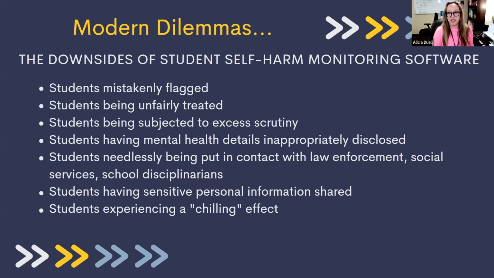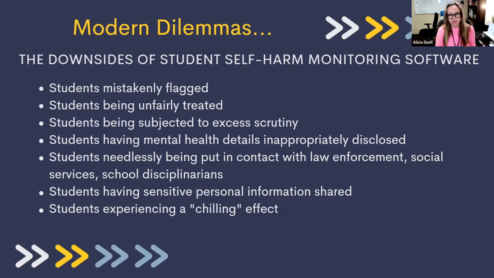They can have mental health details inappropriately disclosed. If some kind of self-harm or bullying was triggered, depending on how that information was spread among the staff, that could have negative consequences. Students needlessly could be put in contact with law enforcement, social services, and school disciplinarians. Excessive discipline is one of the major concerns about this kind of software because it's not intended for discipline. These platforms would tell you that, but students that get flagged are often then triggered for disciplinary consequences.